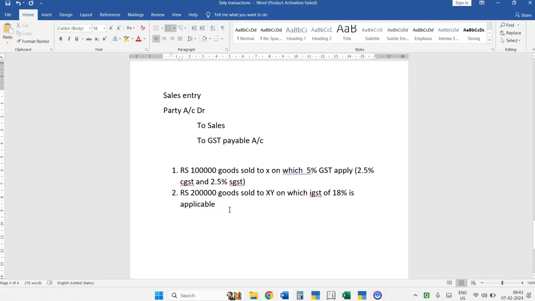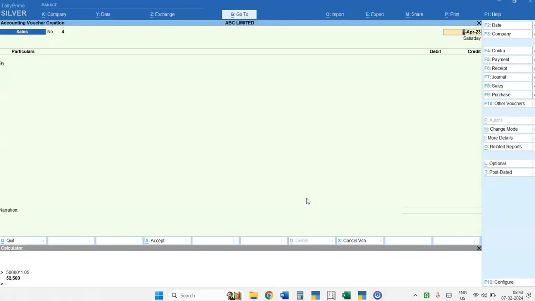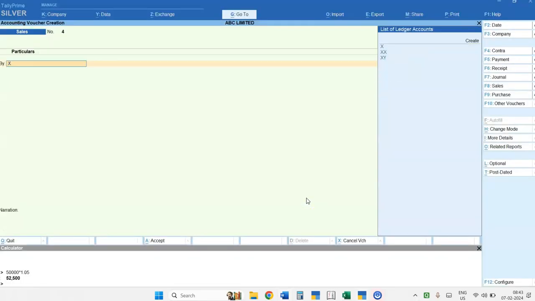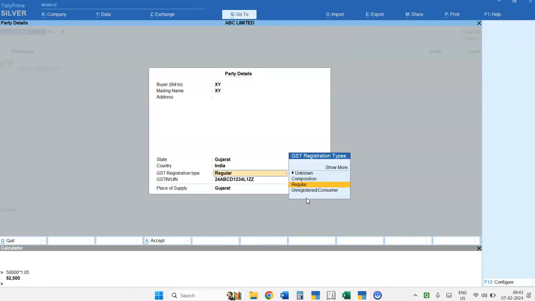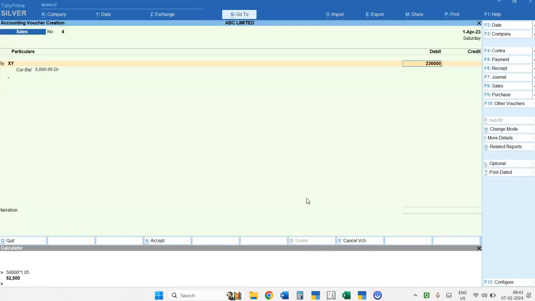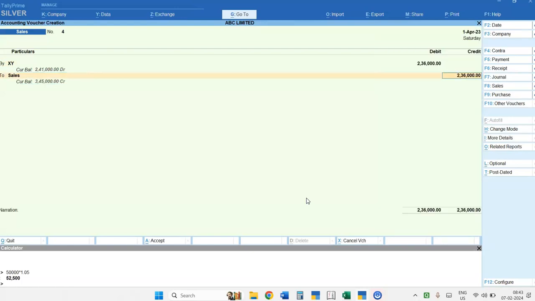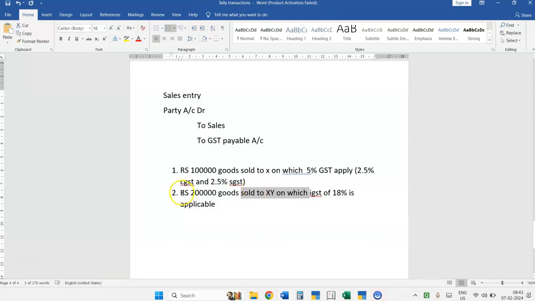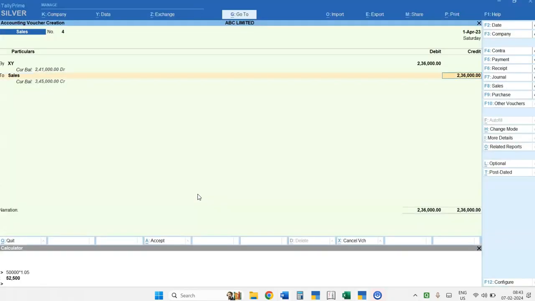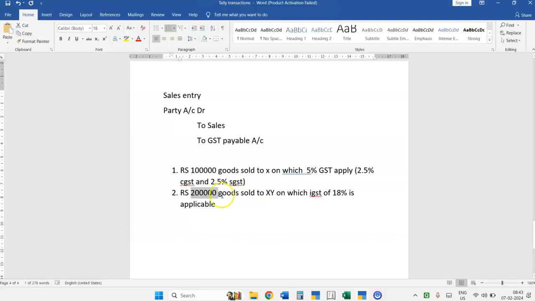So what is the total transaction value? 2,36,000, that is 2 lakh plus 18% GST. So what will be the entry? XY is getting the benefit from our business, so the XY account will be debited. Here I will debit the XY account with the total value including GST. Then I will credit the sales account with the basic value without GST. What is the basic value without GST? Rupees 2 lakh.